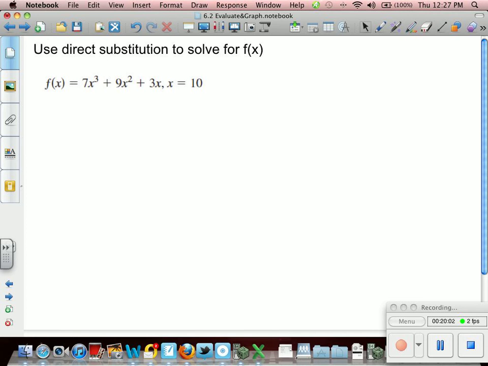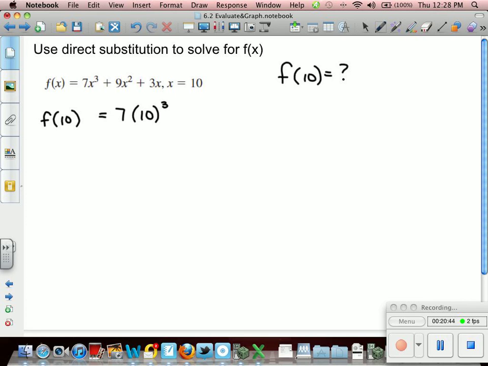So the next one says, use direct substitution to solve for f of x. I have f of x equals 7x cubed plus 9x squared plus 3x, and it says x equals 10. It may be written in that format, or it may ask you to find f of 10. Same thing, that's just function notation. So I'm going to replace the x with 10. Now, I don't do anything to this side. That's asking me, what is the value of the function when x is 10? I don't do anything over here. Only simplify on this side of the equation.